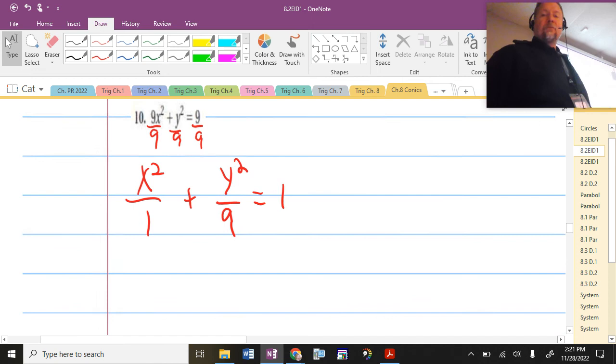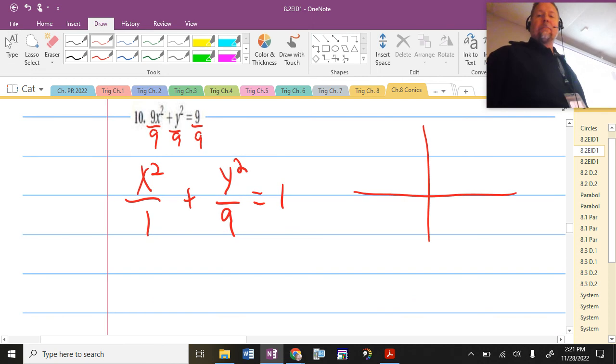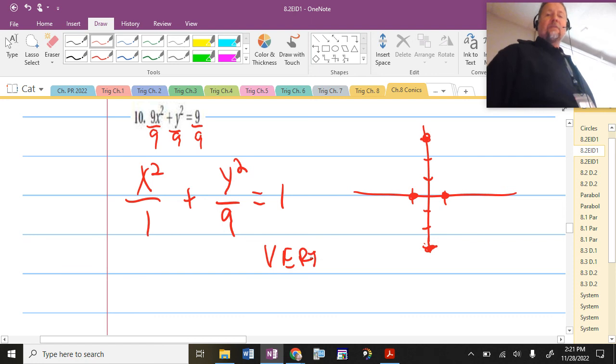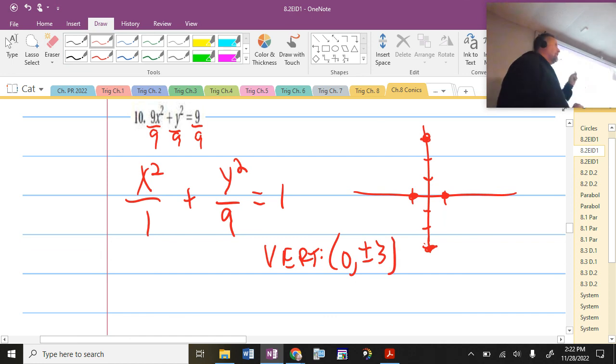Okay, real quick on this one, graphing it is super simple. Plus or minus 1, comma 0. The x-axis radius is the square root of 1. The y-axis radius is the square root of 9. 1, 2, 3. 1, 2, 3. So there we go. Vertices, in this case, are 0, comma, plus or minus 3. Do not switch these.